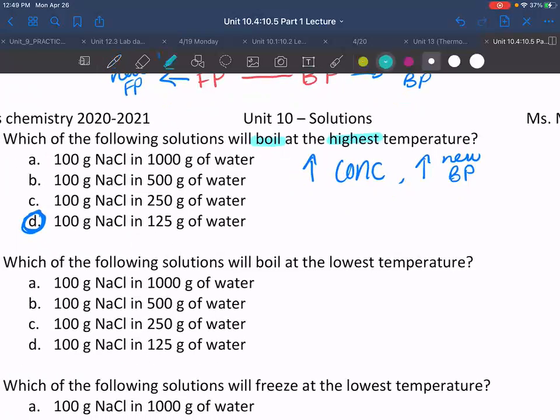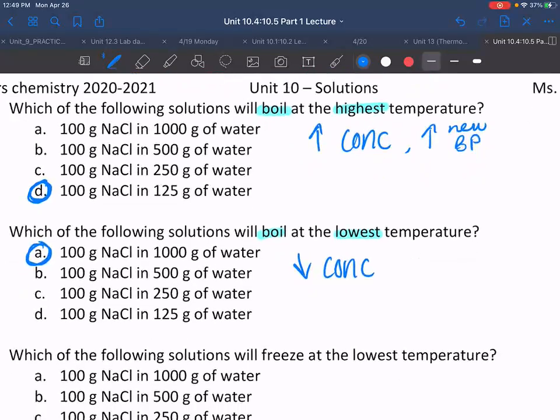What about if we want it to boil at the lowest temperature? A, we're looking at the lowest concentration. Therefore, it won't affect the boiling point very much. So that would be A, lowest concentration.